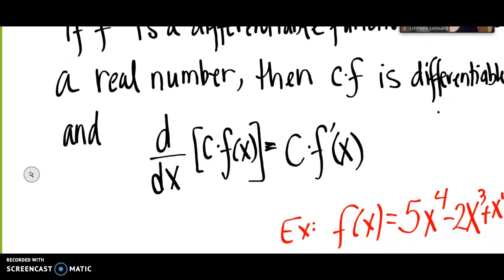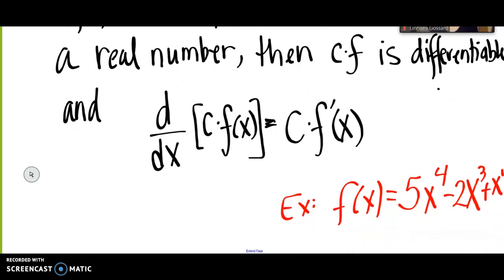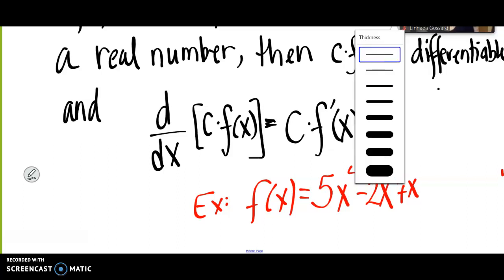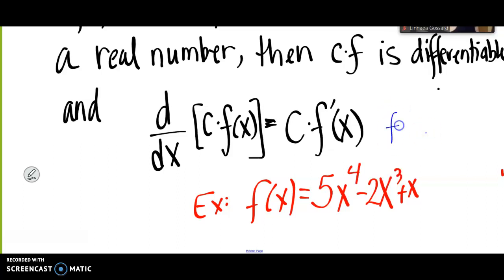So an example of this would be, let's say I have this example here. f of x equals 5x to the fourth minus 2x to the third plus x. So we're going to be combining a bunch of different rules here. I'm going to simplify this for the first example, the constant multiple rule, and then we'll do this one in a minute.